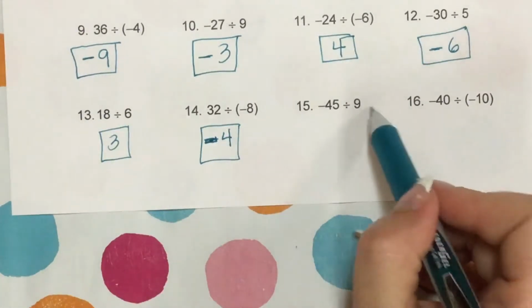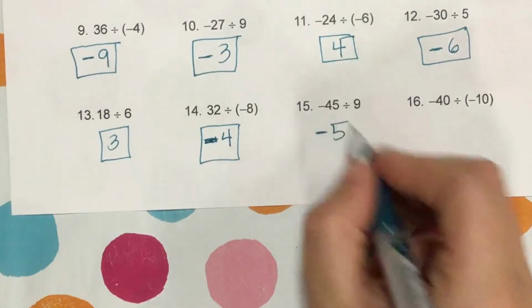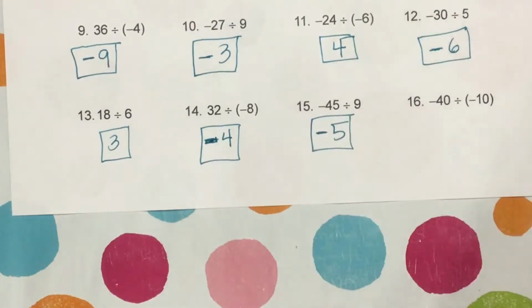So we have a negative and a positive. Whenever the signs are different, that means your answer is going to be negative. 45 divided by 9 would end up being 5. 9 goes in there 5 times, so our answer is negative 5.